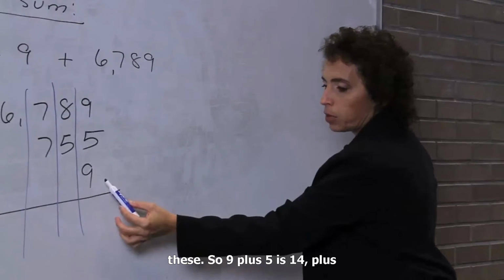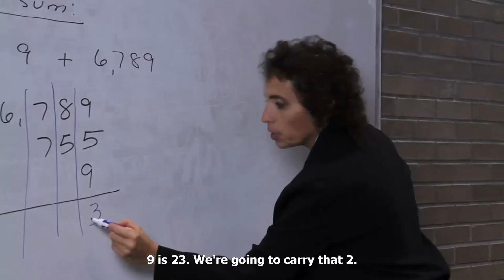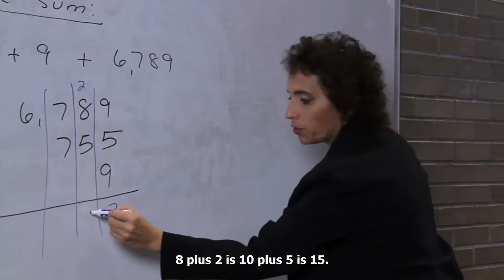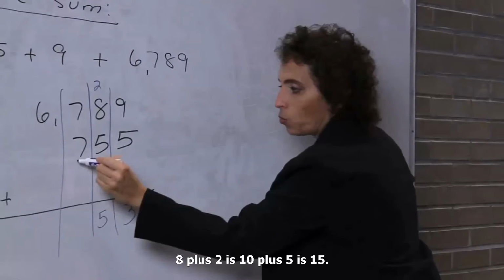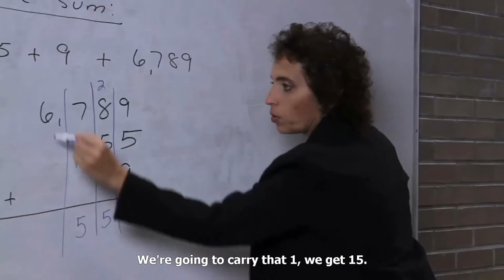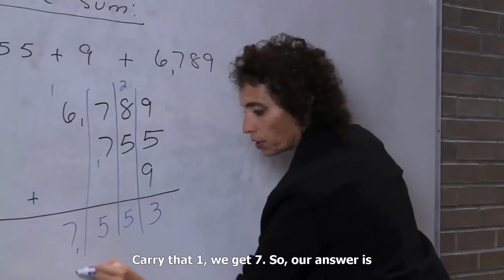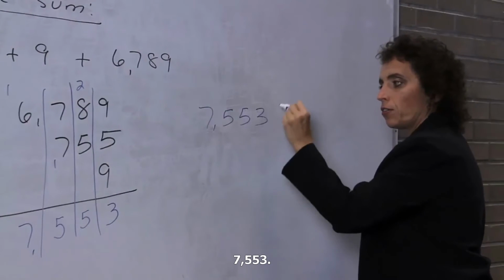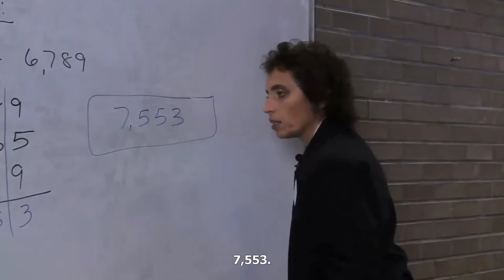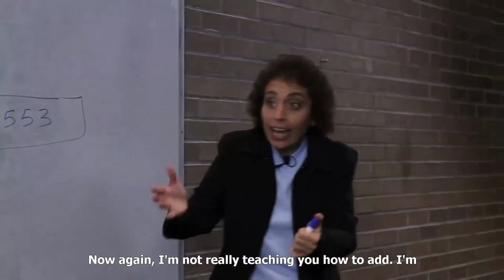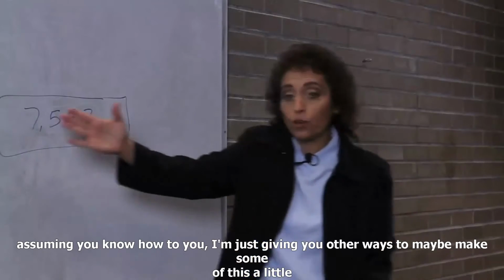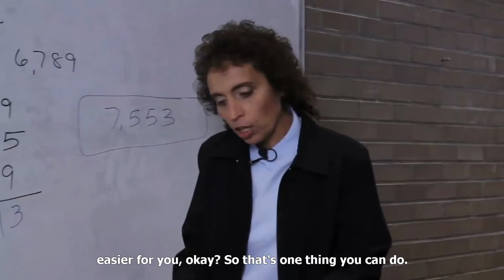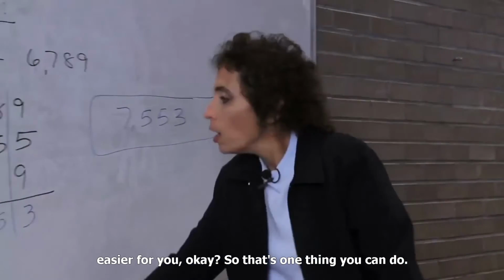So 9 plus 5 is 14, plus 9 is 23. We're going to carry that 2. 8 plus 2 is 10, plus 5 is 15. We're going to carry that 1. We get 15. We're going to carry that 1. We get 7. So our answer is 7,553. Now again, I'm not really teaching you how to add. I'm assuming you know how to add. I'm just giving you other ways to maybe make some of this a little easier for you. Okay, so that's one thing you can do.